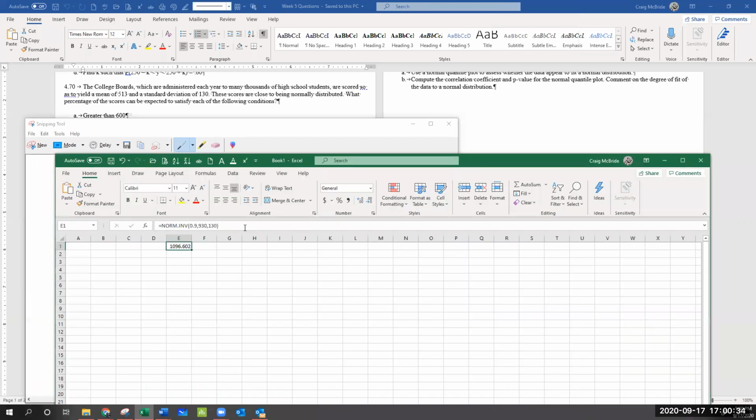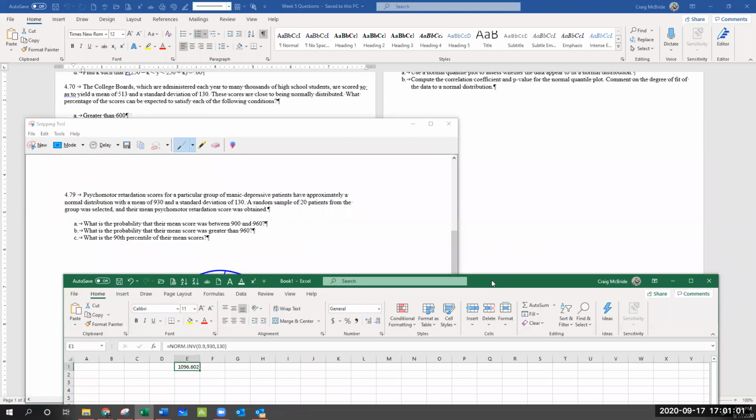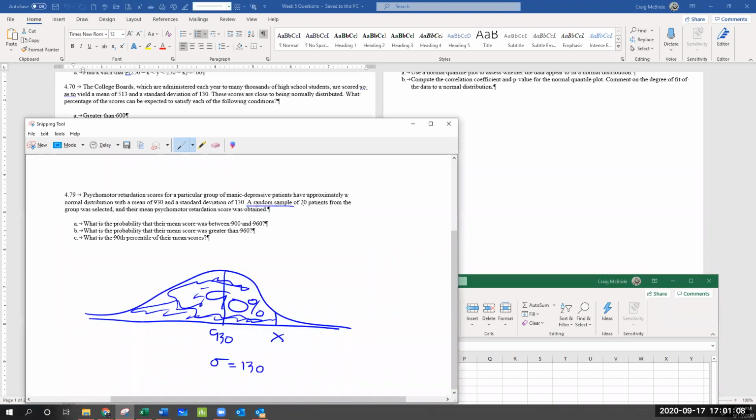Well, you have to tell it the mean and standard deviation. I did that: 0.9, 930, and 130. I don't know why we're getting two different answers. I had 930 plus 1.28 times 130 over the square root of 20. Oh, I forgot we're doing a random sample of 20. Ah, that's where it is. It's the random sample of 20.